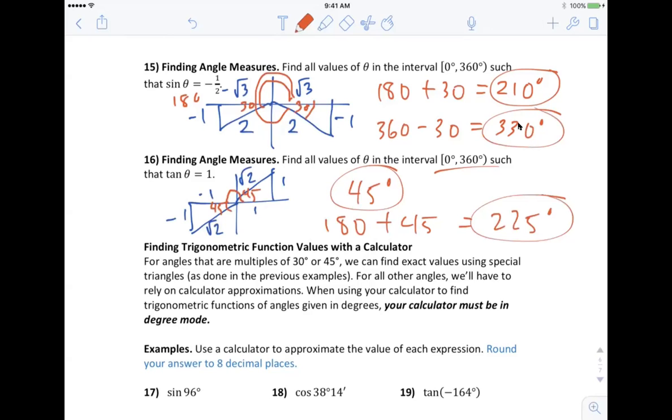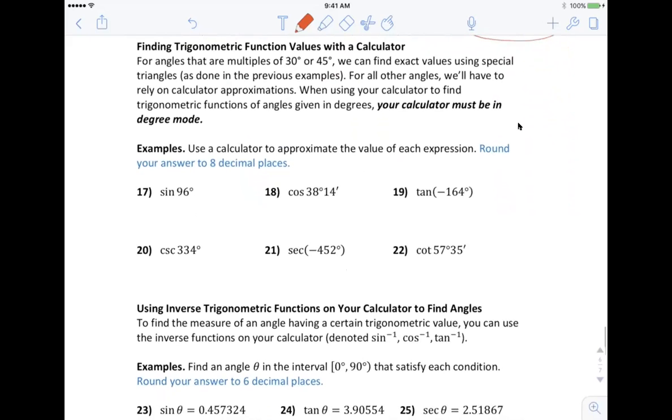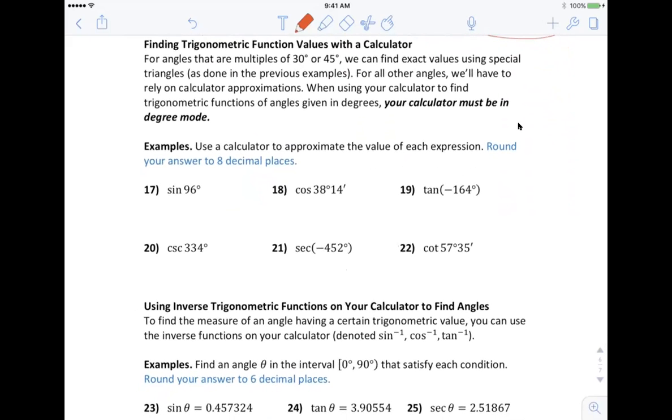For example, if we look down at the next example, number 17, we have sine of 96 degrees. I'm not going to be able to draw that and then figure out the ratios of the sides of that triangle. This one, we're going to have to use technology. Back in the day, before calculators, they'd use tables. A lot of textbooks have tables in the back that you look up, but nowadays it's all just calculators. The key here is to make sure your calculator is in degree mode, because these are degrees.